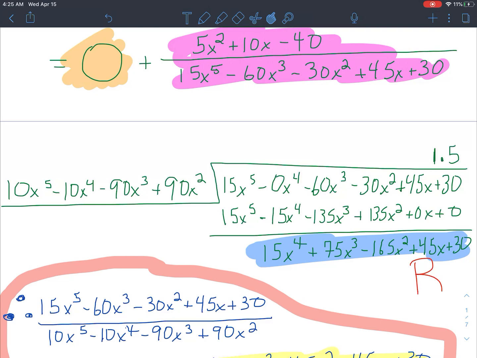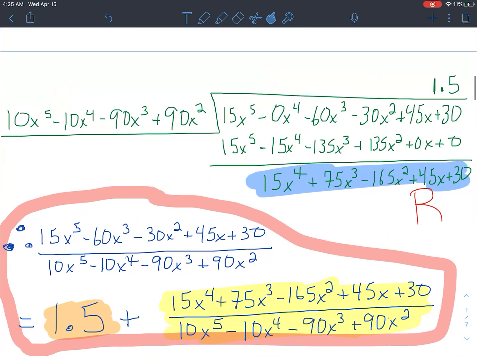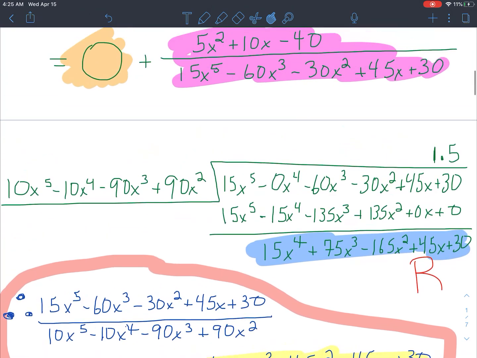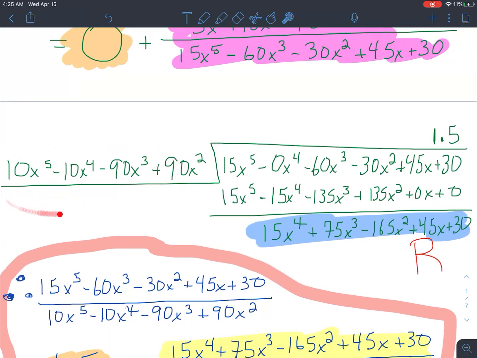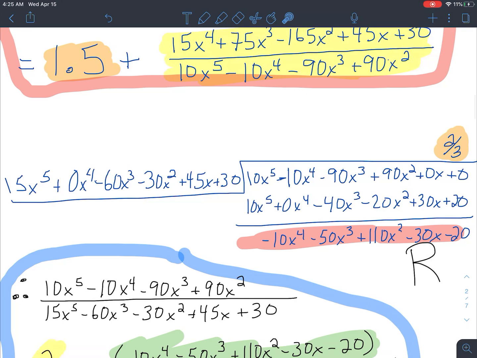Right? And we're going to take a sneak peek at my next one. It's just going to be the reverse. This time we're going to have the one with the polynomial that starts with 10, that's a 5th degree, divided by the one with 15, that's a 5th degree, and we're just going to see the difference. And sure enough, the answer is going to be 2/3, or 0.6666667, and it's just because this time it's the 10 divided by the 15.